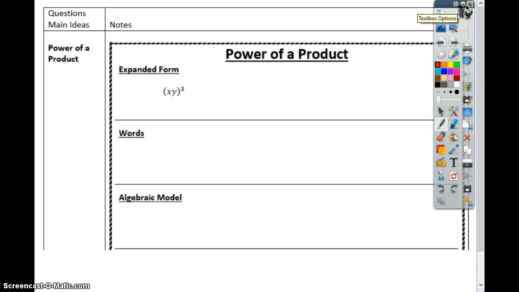All right, starting off for the notes, expanded form. Now today, we have the parenthesis xy cubed. That means we need 3 of each of these. If I were to write that out in expanded form, really that means x, because if there are two variables next to each other, that means they're times. So x times y to the third power.